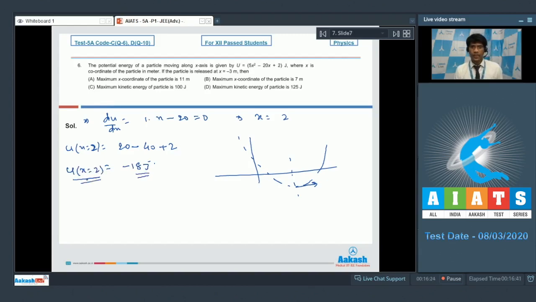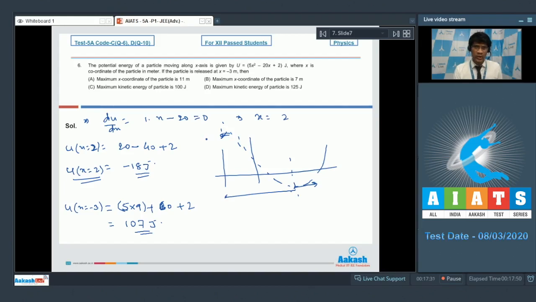Now it's been said that the particle is released at x = −3. That means 5 units along this side. This is x = −3. So how much is the potential energy at this particular point, x = −3? It will come out to be 5 × 9 − 20 × (−3), that means plus 60 altogether, and plus 2. It is 107 joule. Now at this point the potential energy is 107 joule.